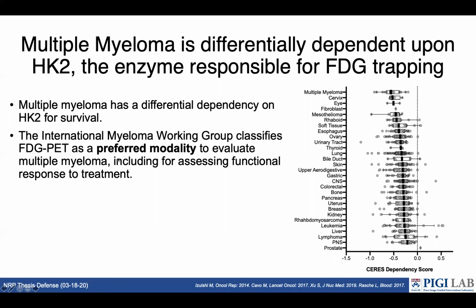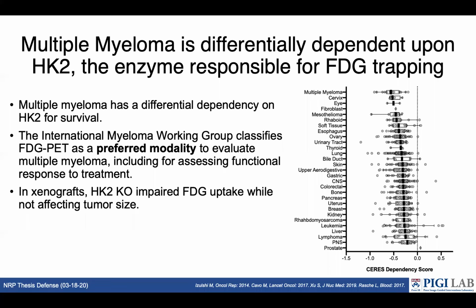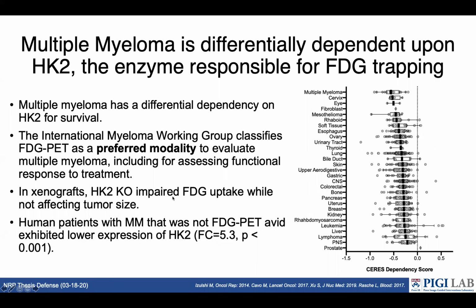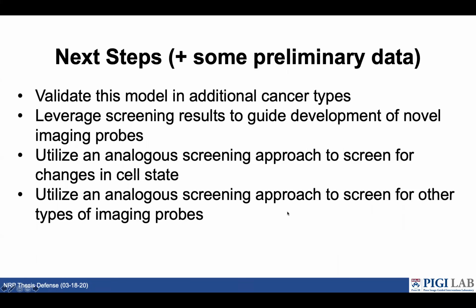So this is tying the HK2 finding in multiple myeloma to a clinical phenotype. And in xenografts, HK2 knockout impaired FDG uptake without affecting size. And in human patients, it was found that multiple myeloma that was not FDG PET avid had a lower expression of HK2. So just sort of bringing together this whole approach that I've used in a different imaging modality with just some preliminary data that also sort of serves almost even as a motivation for the work that I did, in that it suggests that maybe we're not too far off in getting DNP closer to the clinic.